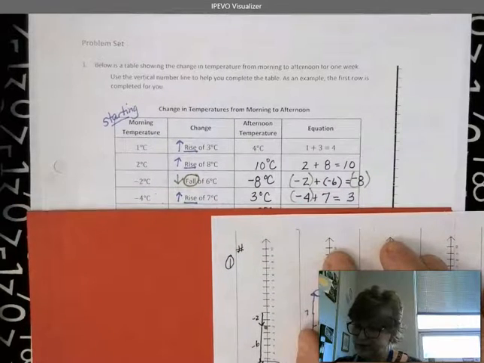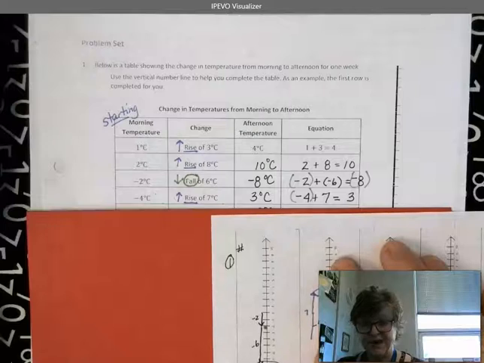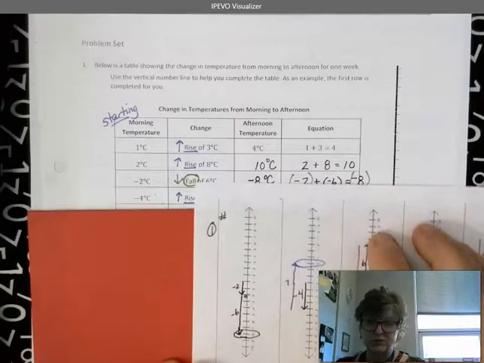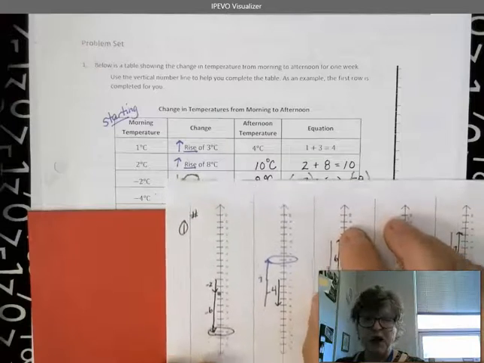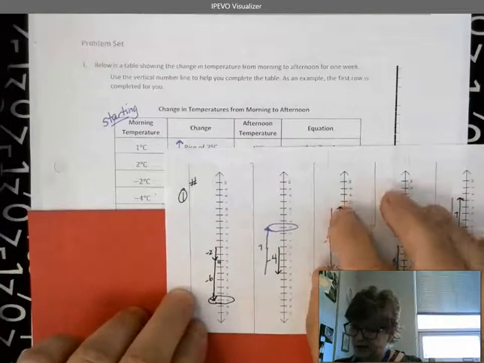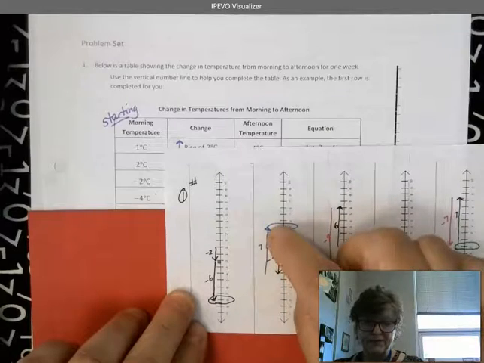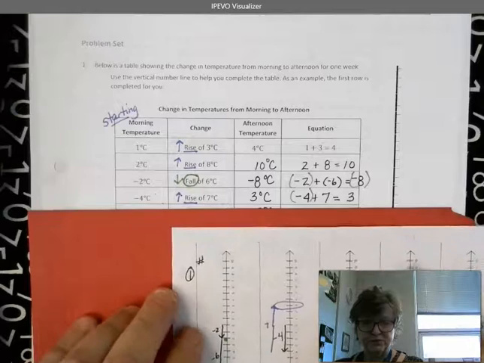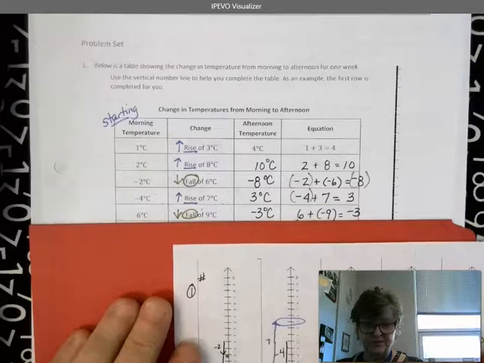-4 degrees, and I rise 7. So -4 plus 7 equals +3. -4, rise 7, +3. So the afternoon temperature is 3 degrees Celsius.